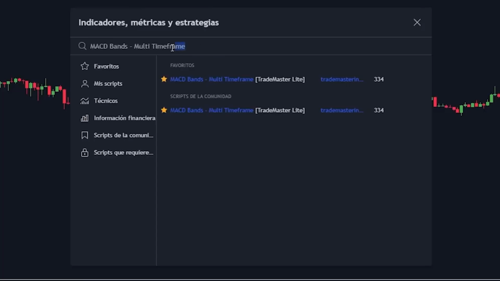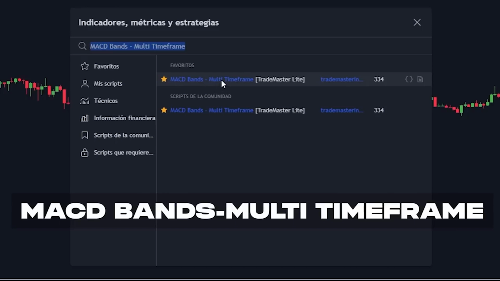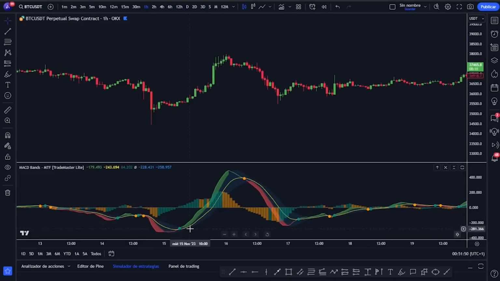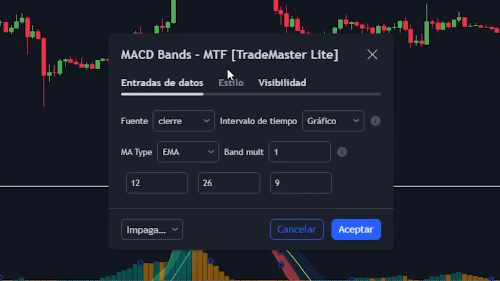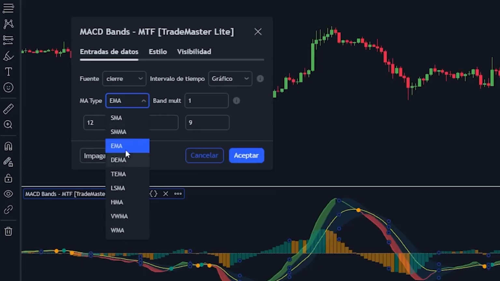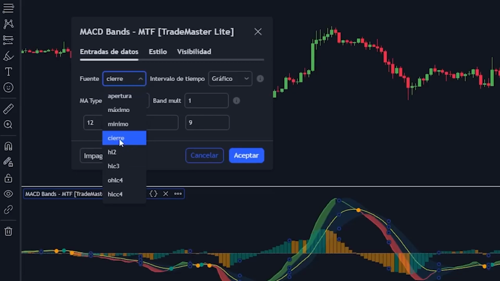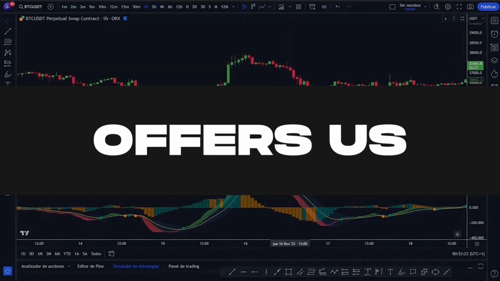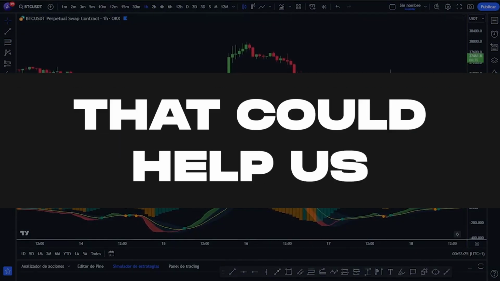Well, the first variation of the MACD that I want to show you is the MACD Bands Multi-Time Frame. Click on it and it will appear something like this. As you can see, it has a quite similar style, but if we go to the configuration part we can see how it gives us the option to choose also the type of moving average, the different sources such as closing, minimum, or opening, and of course also the time intervals.